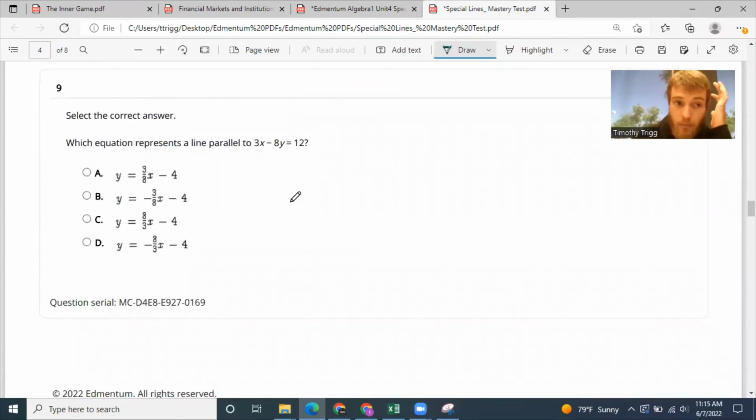Okay, this one's very similar, except they don't give you the slope right away. So what we need to do is, here we have this equation, and I want to know what's the slope of this line? Well, in order to find the slope, we can go ahead and get y by itself. So we're going to start by subtracting 3x on both sides of the equation. That gives us negative 8y equals negative 3x plus 12.